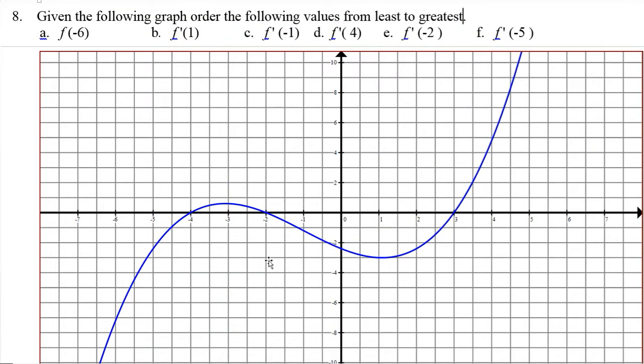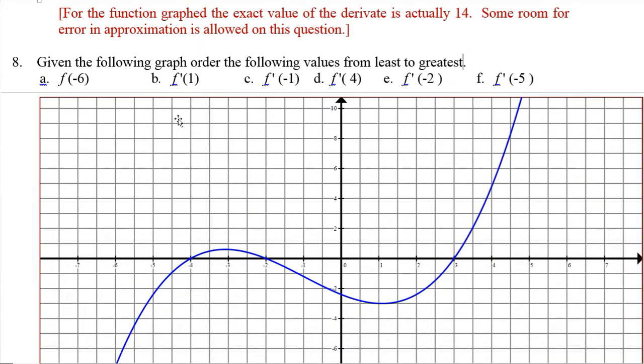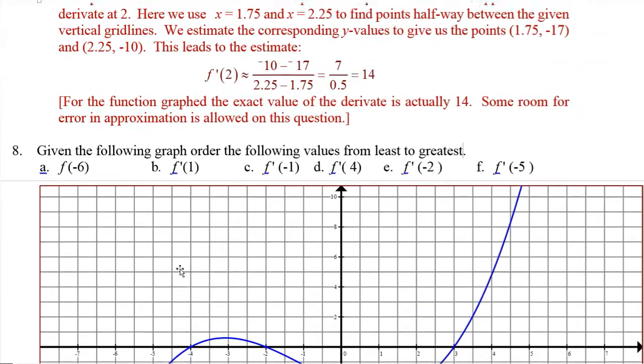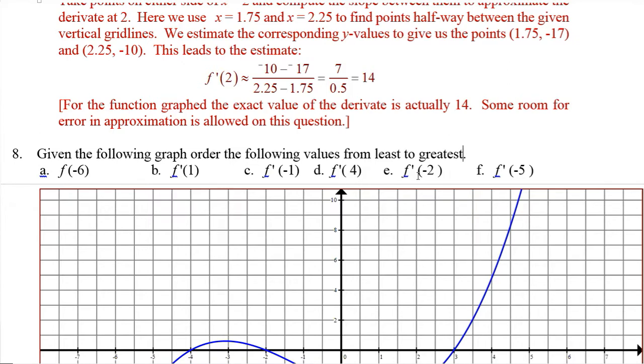F prime at, okay, I gotta fix something here. So f of negative 6 is the least. That's about negative 7.1 or 2. Okay, that's good. Okay, then next should be f prime at negative 1.